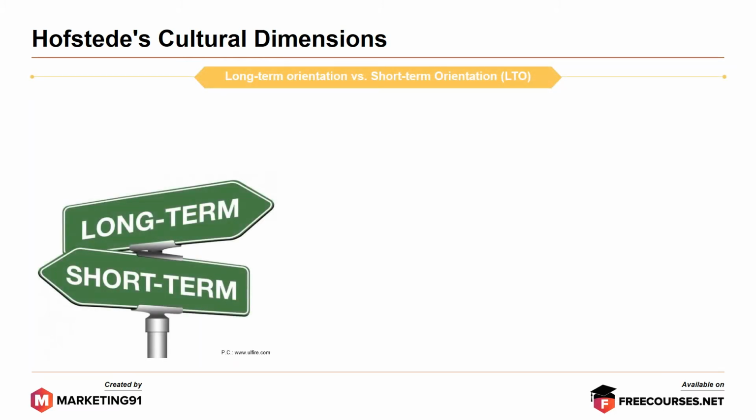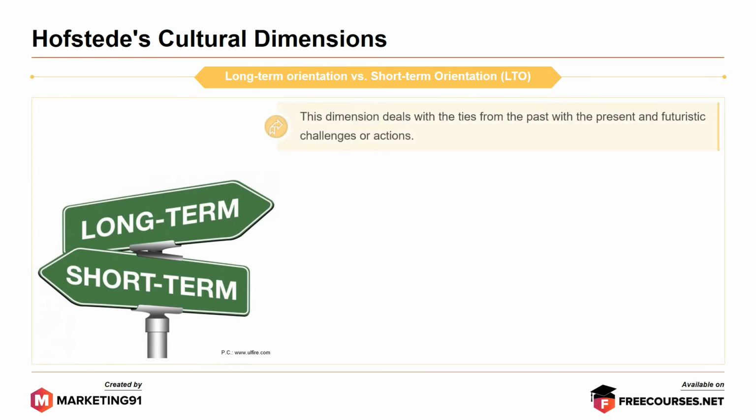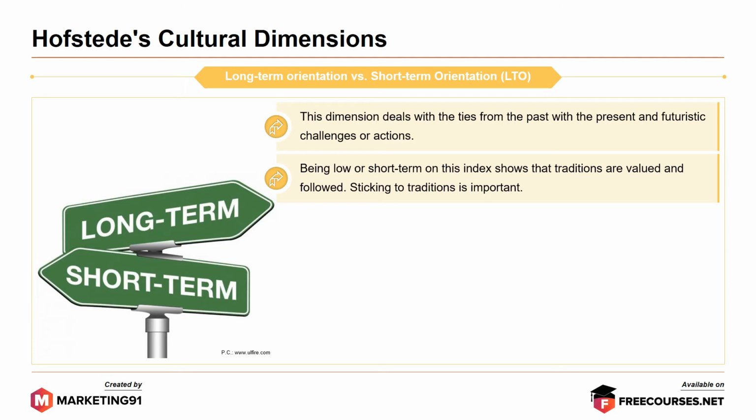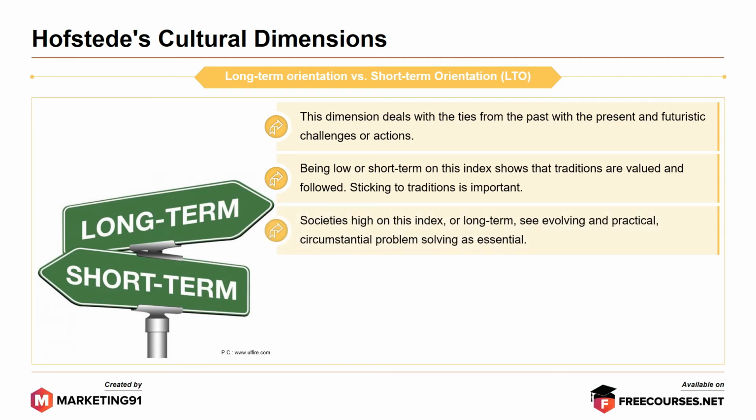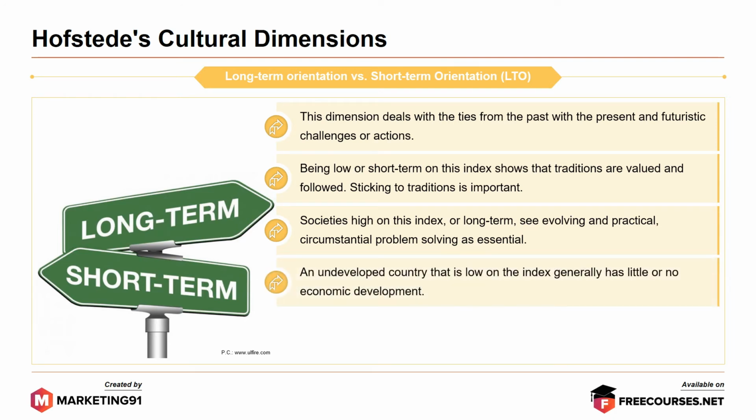Moving on to the other dimension, which is long-term orientation versus short-term orientation. This dimension deals with the ties from the past with the present and futuristic challenges or actions. Being low or short-term on this index shows that traditions are valued and followed. Sticking to traditions is important. Societies high on this index, or long-term, see evolving and practical circumstantial problem solving as essential. An underdeveloped country that is low on the index generally has little or no economic development. Countries high up still prosper.